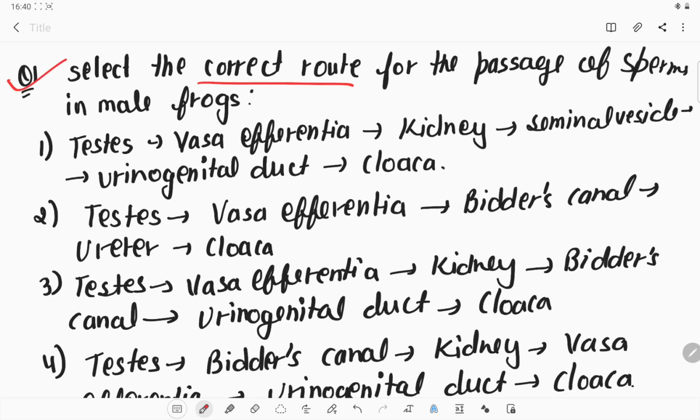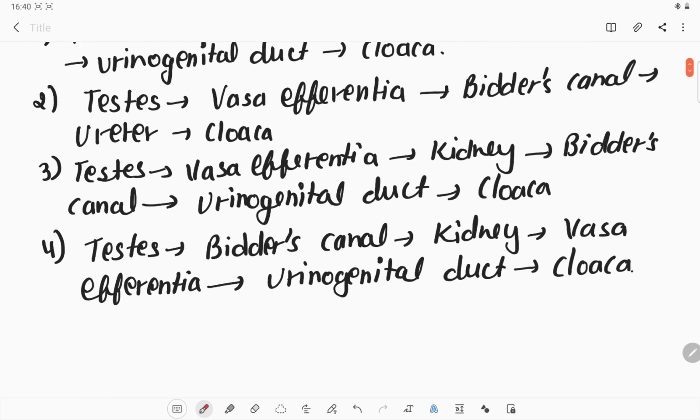Select the correct route for the passage of sperm in male frog. Okay, we are taking the animal which is the frog. The passage is very much different from the normal human sperm passage as well as in the male frog passage. So they are a little bit different, so we will consider it.